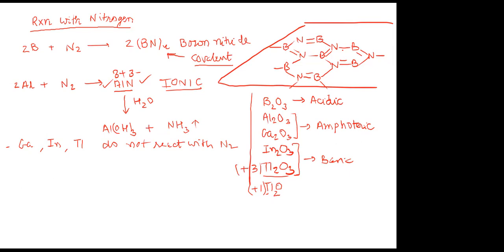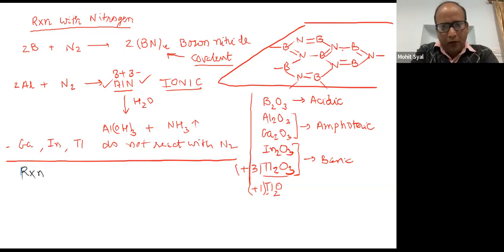Now we move on to the reaction with acids. In acids, there are acids which are oxidizing acids. Oxidizing acids means those which can oxidize, which can give oxygen. So when we look at the reaction with acids, boron does not react with normal acids.